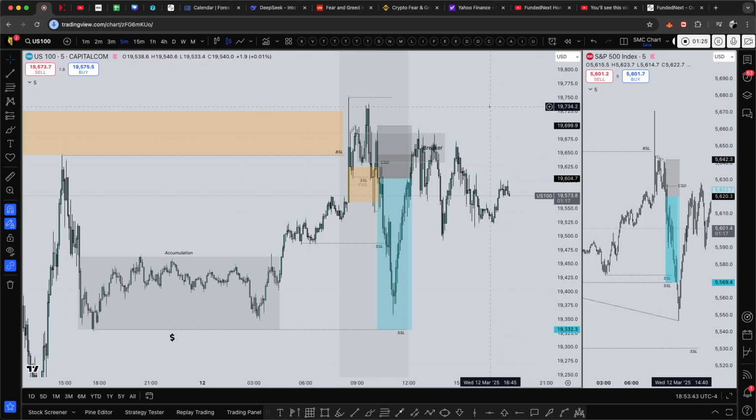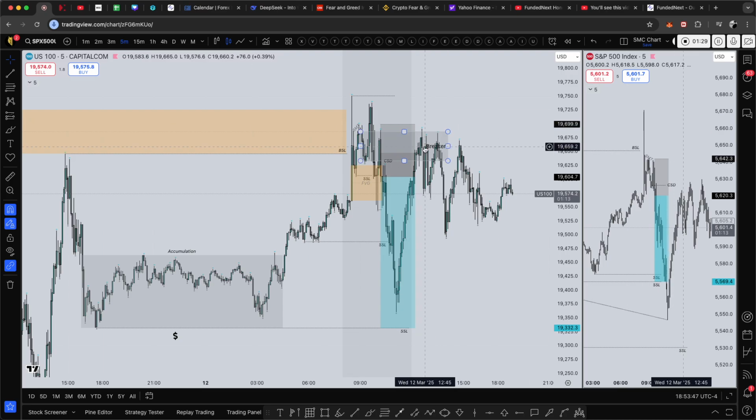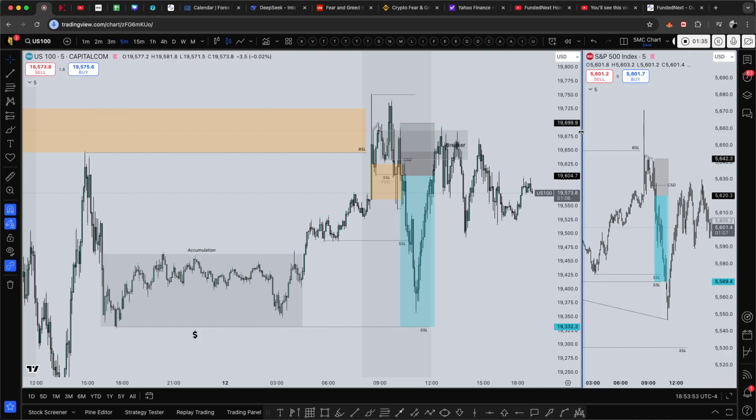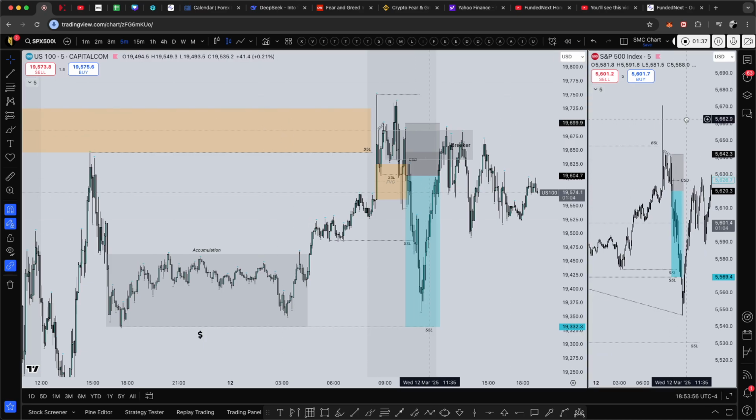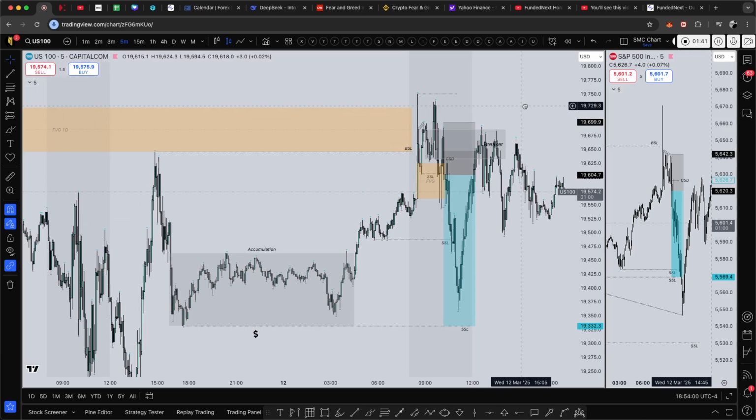We notice that Nasdaq will do a move, and S&P is not doing the same move. I'll explain what I mean in a second. It's basically what's called a smart money technique, or SMT divergence. I'm sure you have probably heard of this.